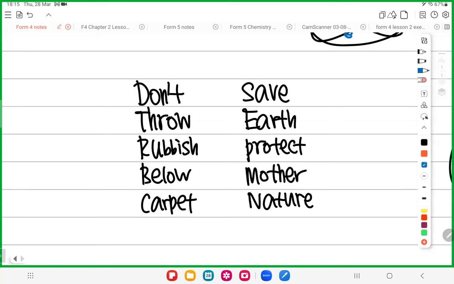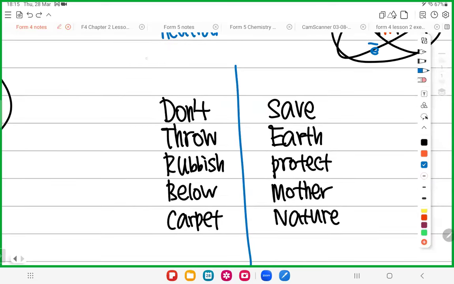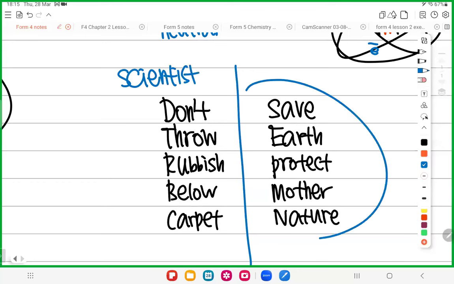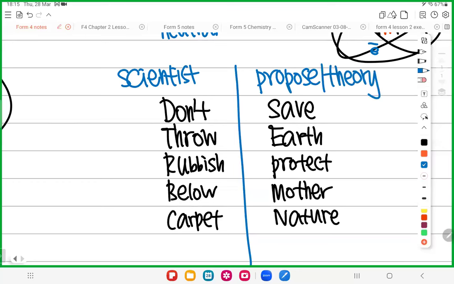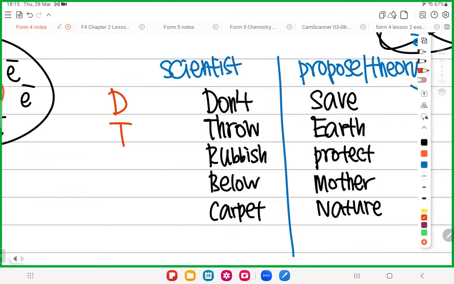So what should you do? You cut in the middle. The one on the left hand side here is the scientist. The one on the right hand side is what they propose or what is their theory, what they say. Okay, so how to do it? Look at the first letter, huruf pertama. Look at the first letter, D T R B C.